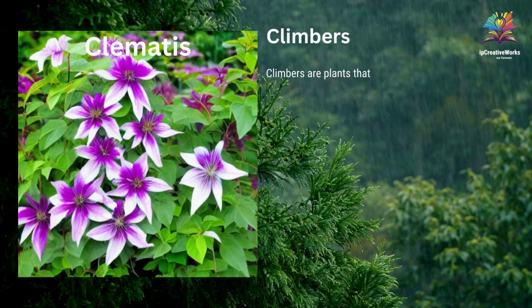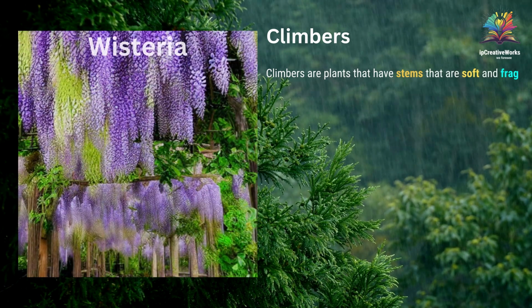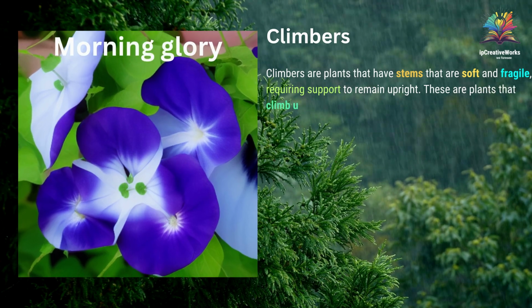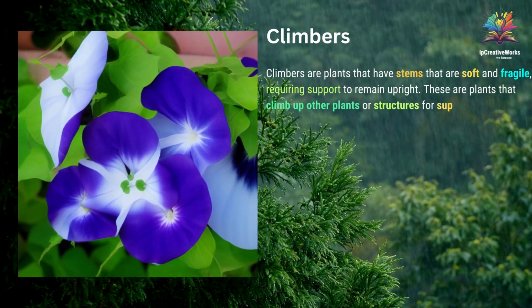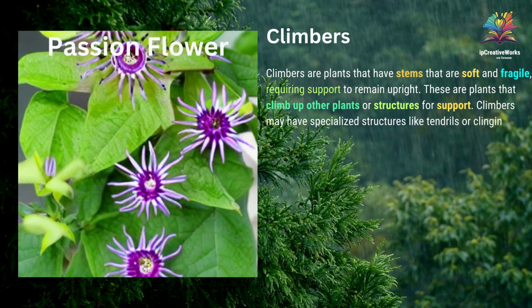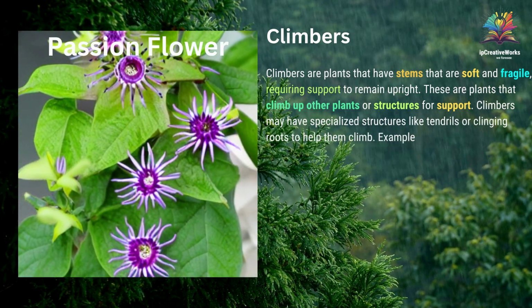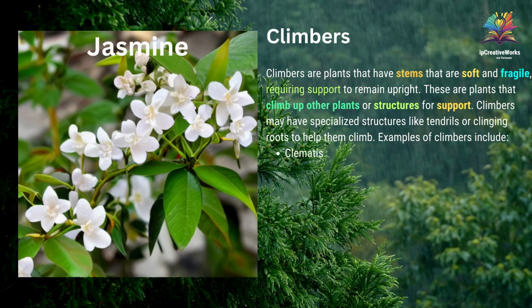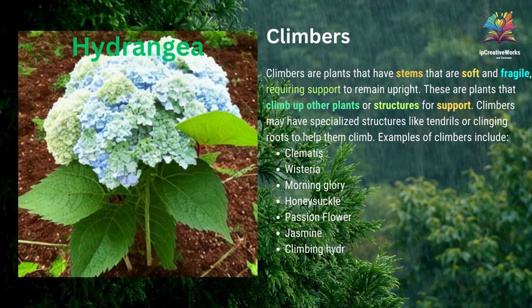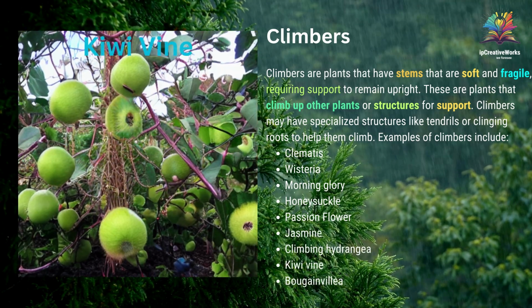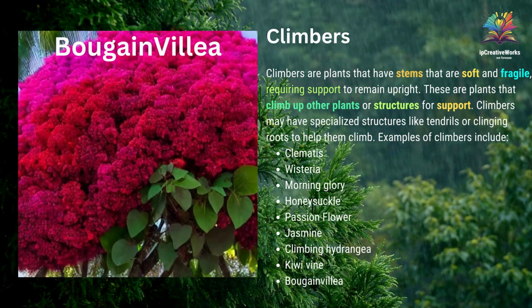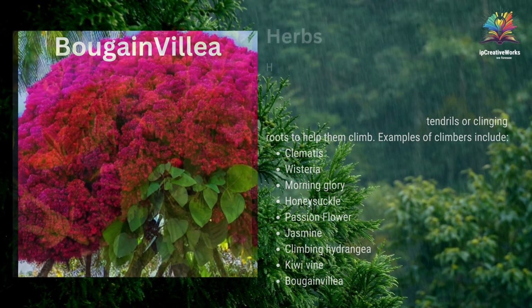Climbers are plants that have stems that are soft and fragile, requiring support to remain upright. These are plants that climb up other plants or structures for support. Climbers may have specialized structures like tendrils or clinging roots to help them climb. Examples of climbers include clematis, wisteria, morning glory, honeysuckle, passion flower, jasmine, climbing hydrangea, kiwi vine, bougainvillea.